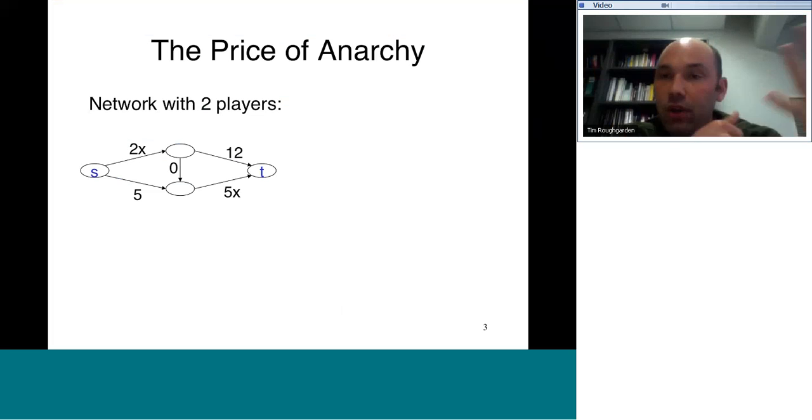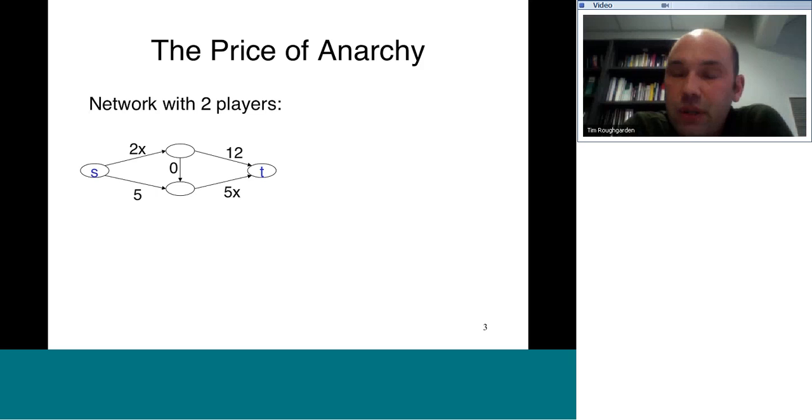Now, to finish specifying the game, I have to tell you what the player payoffs are, or equivalently, I'll go ahead and use costs. So each edge of this network is labeled with a cost function, and that describes the cost, you can think of it as the delay, as a function of the number X of players that choose a path using that edge. So in this case, because there's 2 players, X will be either 1 or 0. Now, what the price of anarchy does, it's a comparison between 2 different outcomes.